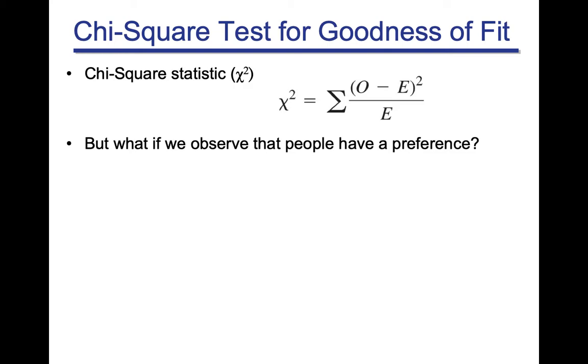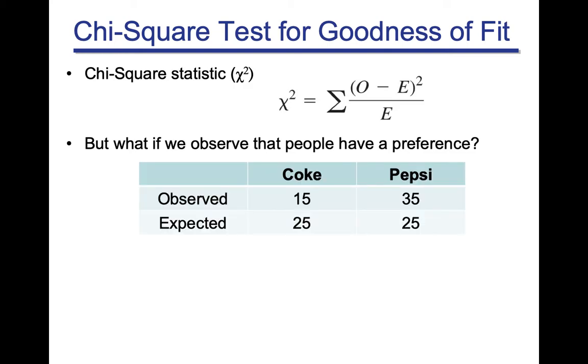What if we observe that people have a preference? Here's an example of some data which indicate that people prefer Pepsi. 35 people selected Pepsi, only 15 people selected Coke. How will that influence the size of our chi-square? We calculate the chi-square in the same way, and we're going to do it for both cells in our design, so for each level of our categorical variable.